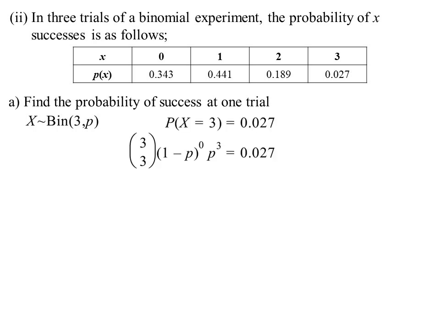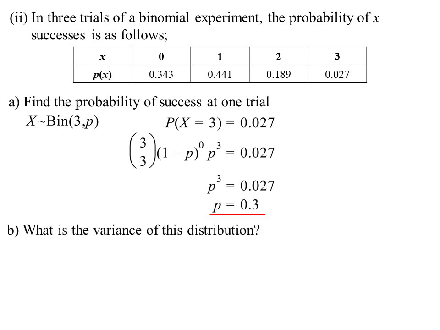But what I do know, I could pick any one of them. It makes sense to choose the easiest one, so I've just gone with 3. So probability that X equals 3, we know is 0.027. The binomial probability for that would be 3C3, p to the power of 3. 1 minus p would therefore be to the power of 0, which is 1. That's why I chose the third one, to make it a nice, easy equation to solve. So p cubed is 0.027, so it must have been 0.3 probability of success for that one. So what would the variance of this distribution be? Ah, well, np(1 minus p), multiply the numbers together, 0.63.